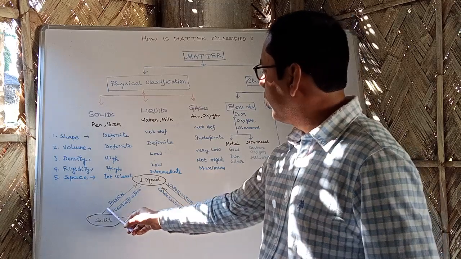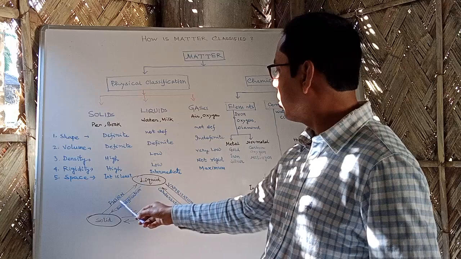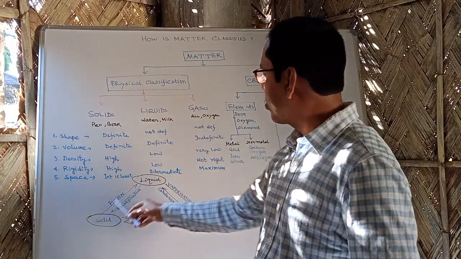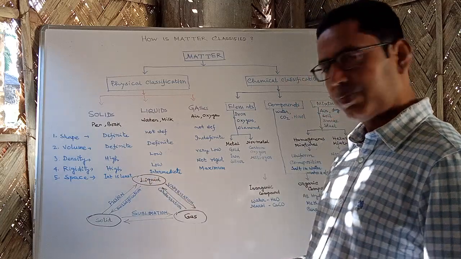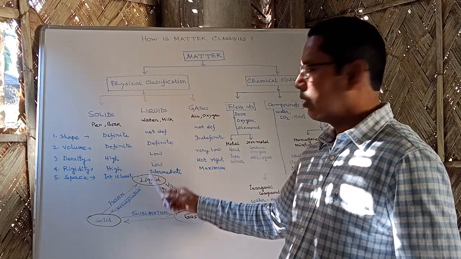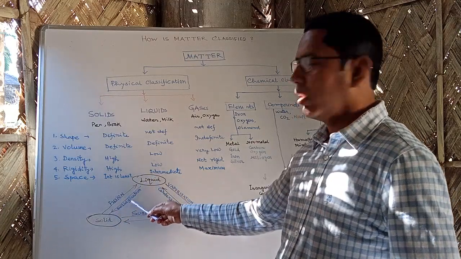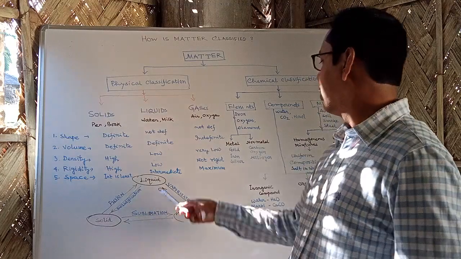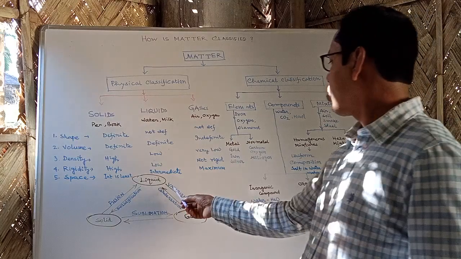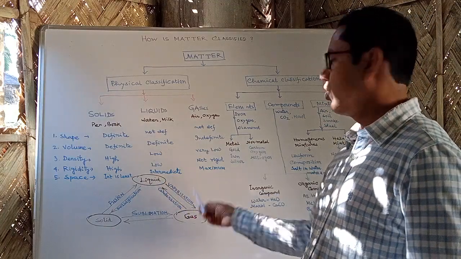If we change the state of matter from solid to liquid, that is called fusion. Fusion is a process in which solid changes into liquid. Similarly, liquid can be converted into solid. The process in which liquid changes into solid is called solidification. Then liquid can be converted into gas. The process in which liquid is converted into gas or vapor is called vaporization.